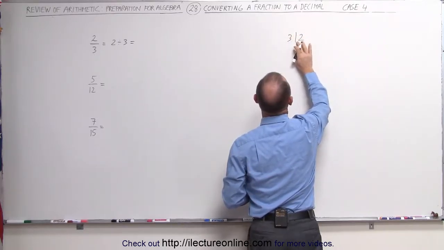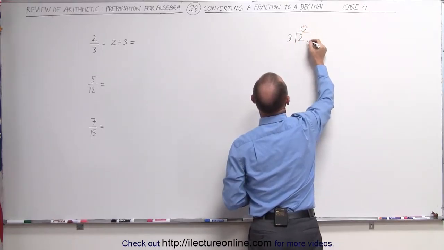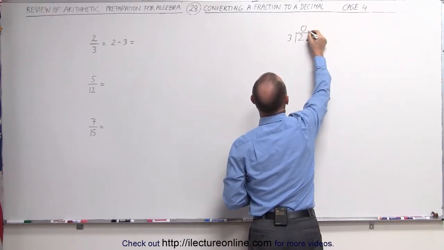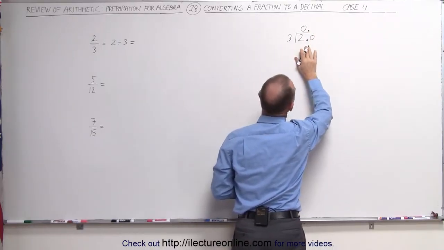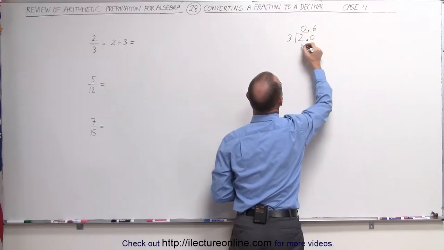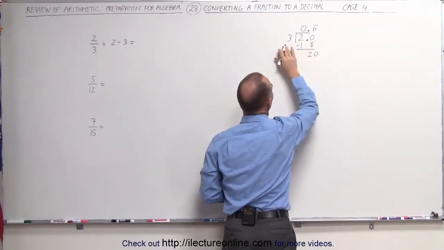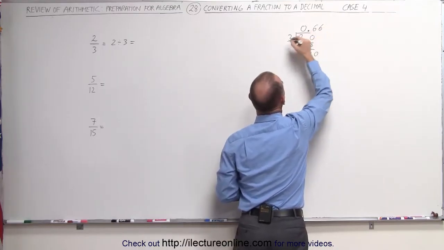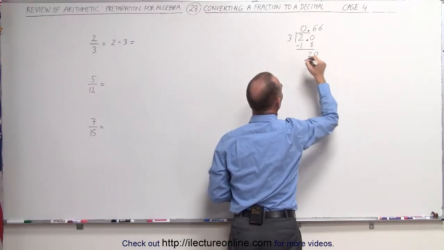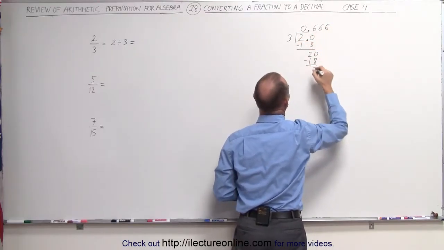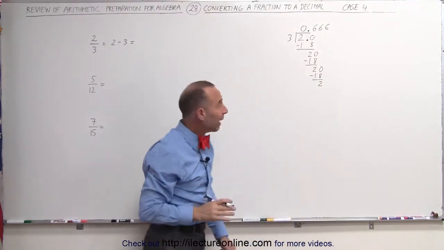There we go. 3 goes into 2 zero times. We know we have a decimal spot there, we put a decimal spot there, we add another 0, 3 goes into 20, that's exactly 6 times, 6 times 3 is 18, remainder is 2, drop the 0, 3 goes into 20, 6 times 3 is 18, remainder is 2, and I think you're beginning to see the pattern here.